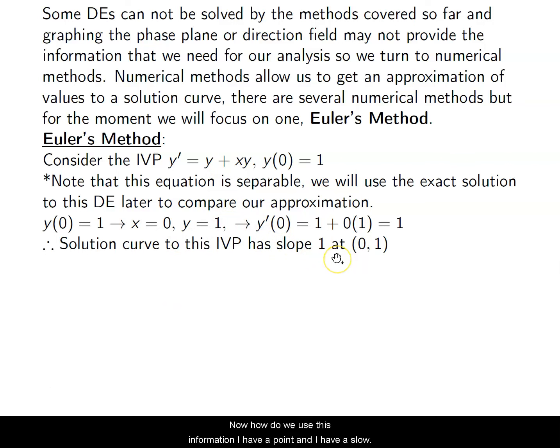So now how do we use this information? I have a point and I have a slope. Well, normally in an algebra class, if I give you a point and a slope at that point, or a rate of change, you can come up with a linear function, right? An equation of a line. So that's exactly what we're going to do. We're going to come up with the equation of a line centered at this point, I should say, with the slope of 1.